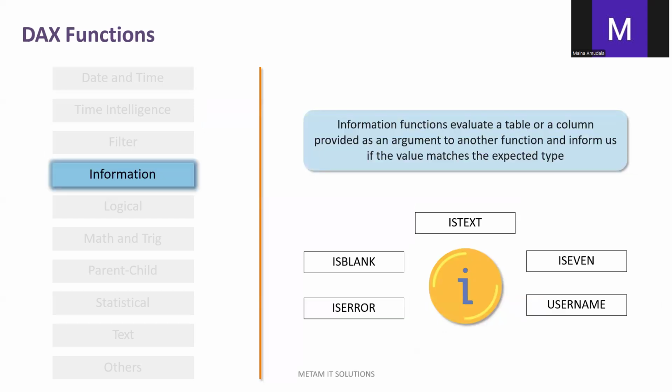Information functions evaluate a table or a column provided as an argument to another function and inform us if the value matches the expected value. So this is about information. We are not using any numerical values in this. It is like using text functions: ISTEXT, ISEVEN, USERNAME, ISERROR, ISBLANK. This is about information functions.